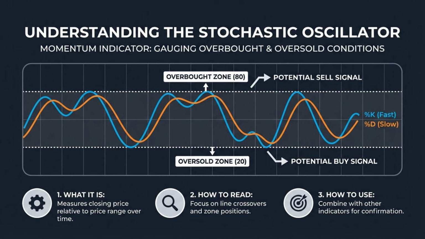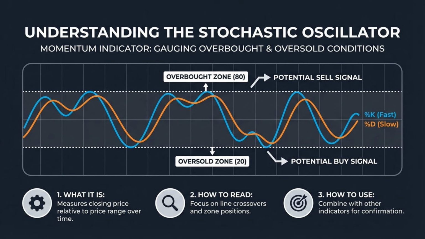When these lines move above the 80 level, the market is considered to be in an overbought zone, which may indicate a potential sell signal. Conversely, when the lines fall below the 20 level, the market is in an oversold zone, suggesting a potential buy signal. Traders often focus on the crossovers between the %K and %D lines.